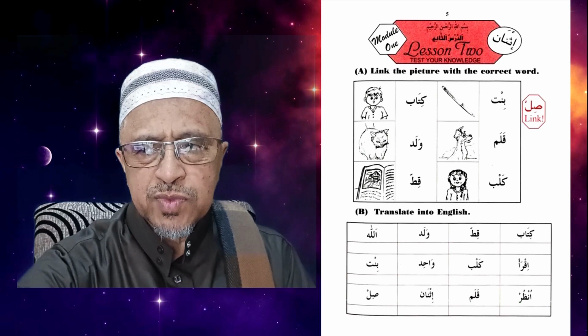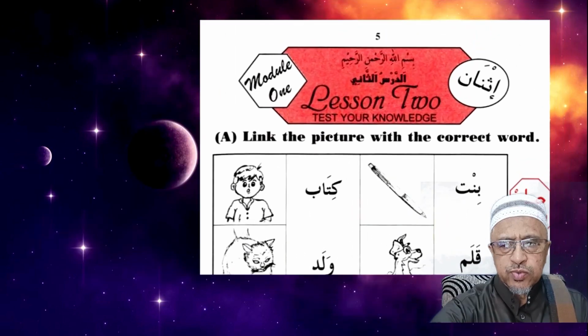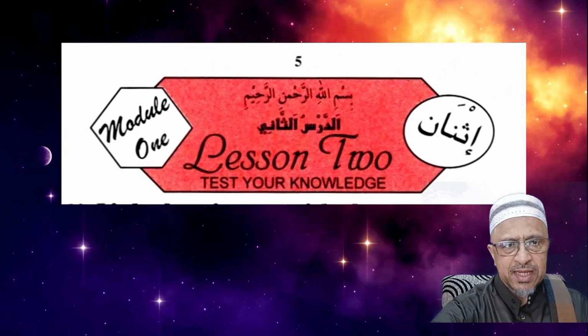heading. On top of the page, we start with the Basmala, Bismillahir Rahmanir Rahim, which of course means in the name of Allah, the most compassionate, the most merciful. Then we see below that it says Ad-Darsu Thani. Ad-Dars Athani means the second lesson or lesson 2.